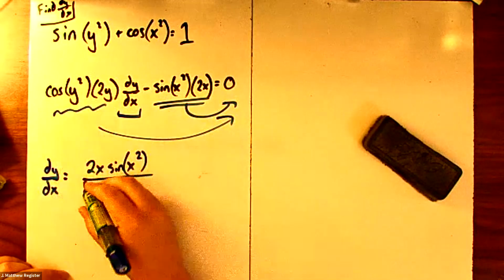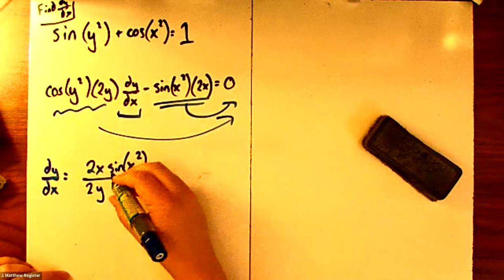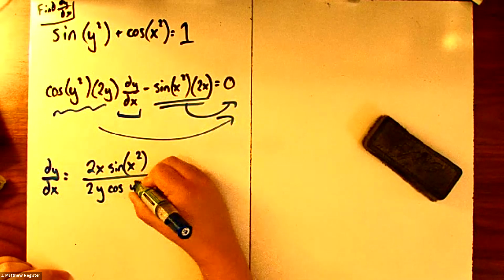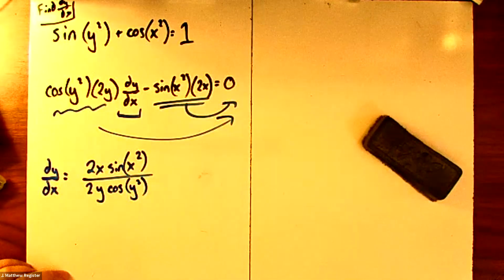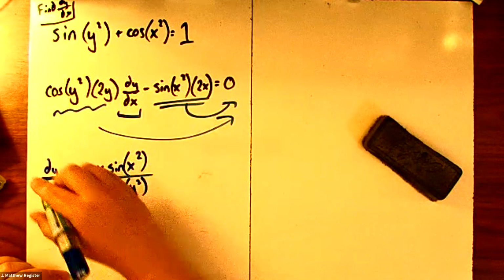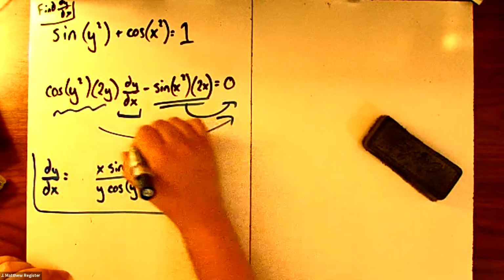We would get that this adds over. So it becomes 2x sine of x squared. And then dividing by this, we would get 2y cosine of y squared. We could simplify that. That's our answer.